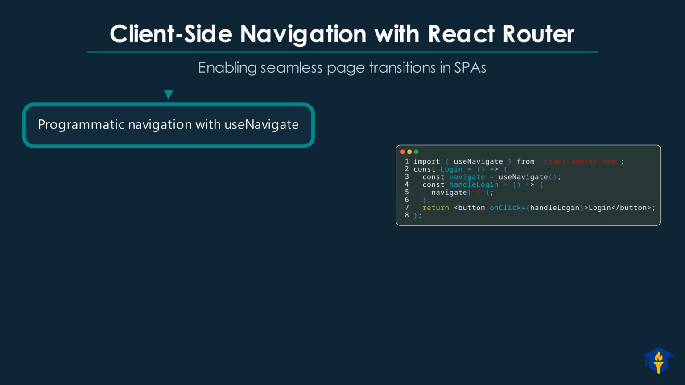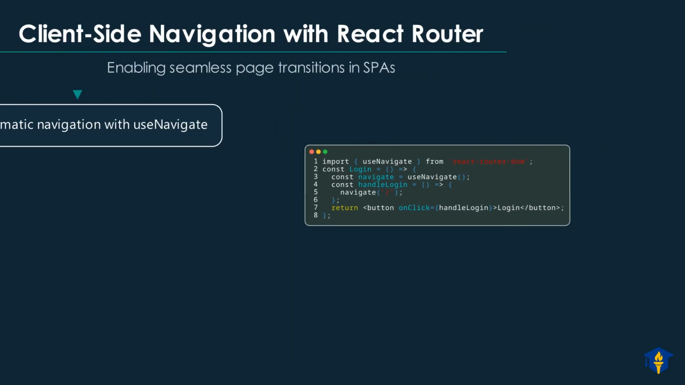Finally, we will cover programmatic navigation using the useNavigate hook for more dynamic routing. This example shows how useNavigate can redirect a user to the home page after a successful login action.